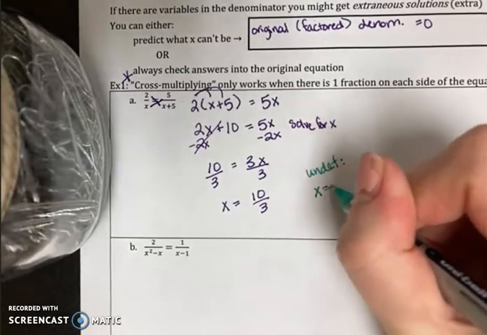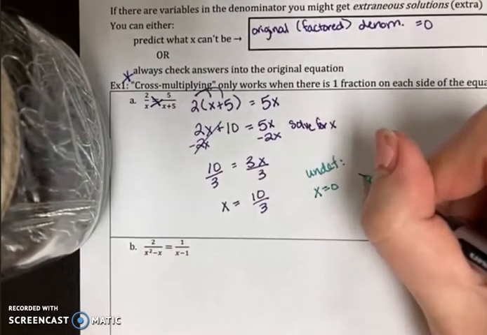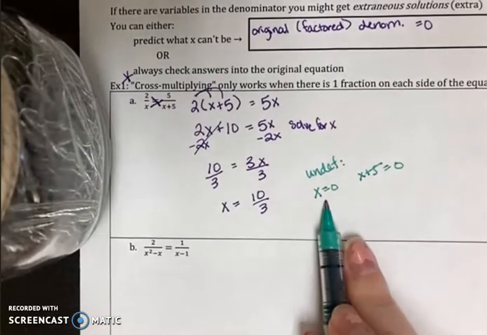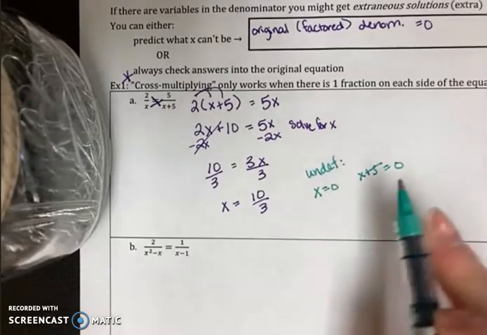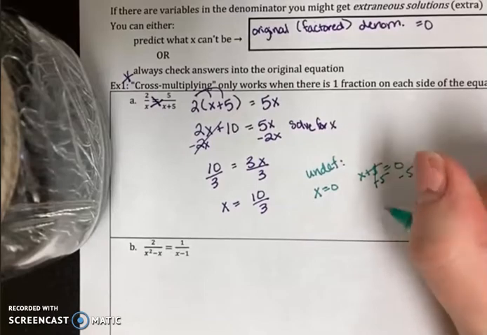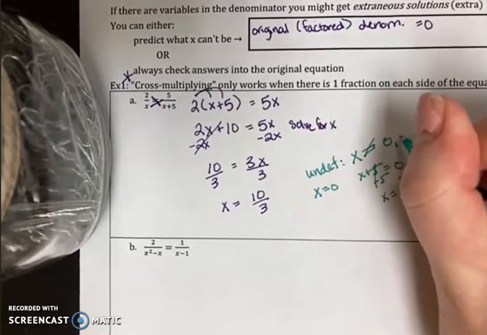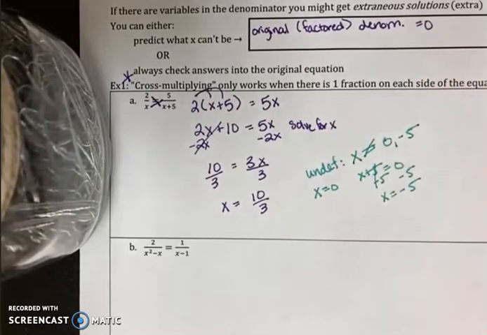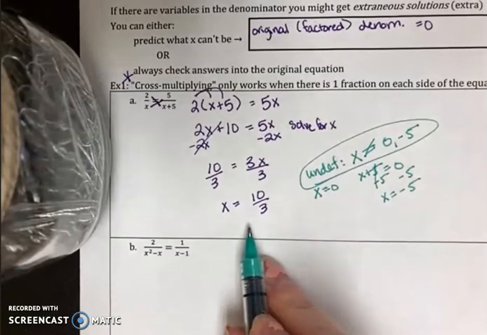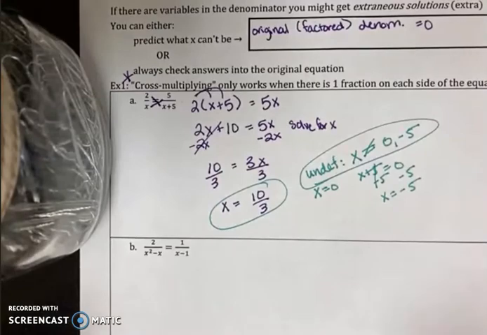I'm going to set x equal to 0 because that's my first denominator, and x plus 5 equal to 0. And solve for x. This one is already x equals 0, so now I just need to solve for x over here. Subtract 5 from each side, you get x equals -5. So x cannot equal 0 or -5. But lucky for us, 10/3 is neither of those numbers. So this is a solution. Let's try part B.